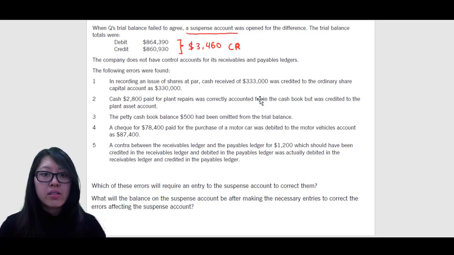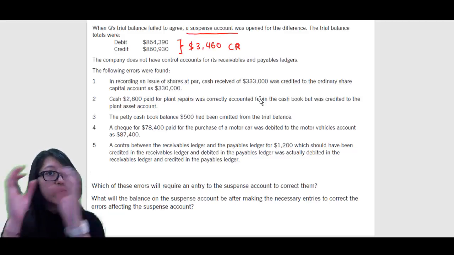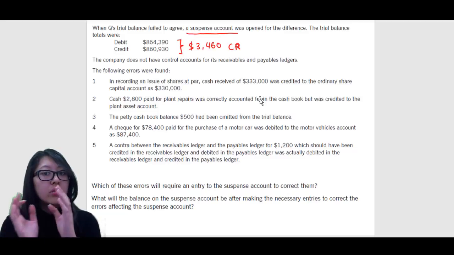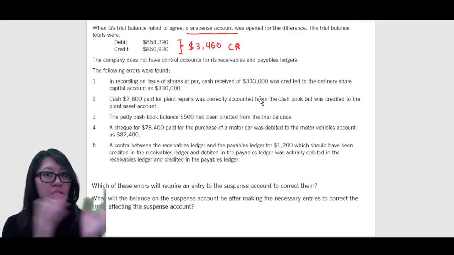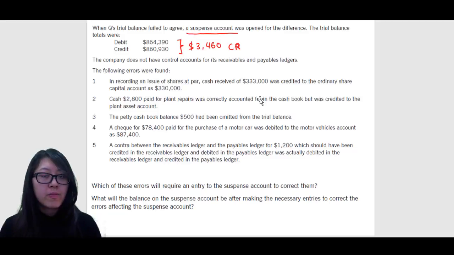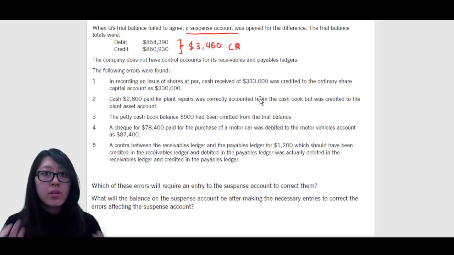The petty cash book balance, $500, had been omitted from the trial balance. This one is a very short one. It's very simple. The account is there. It was just not posted to the trial balance. Now, try to think, what side is a petty cash book balance supposed to be on in the trial balance? Petty cash is an asset. So it should have been posted on the debit side of the trial balance. But it said it was omitted. It's an error of omission. It was not put there.